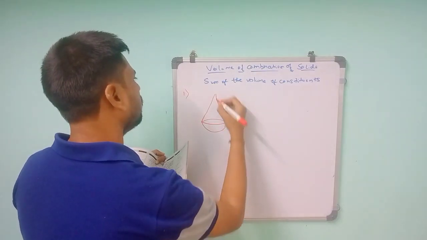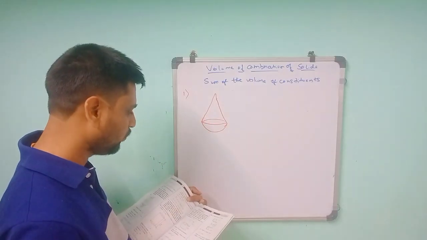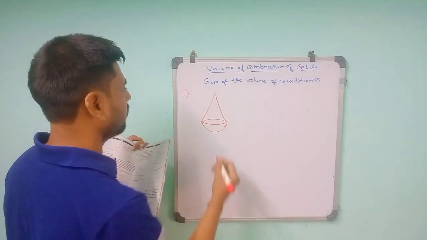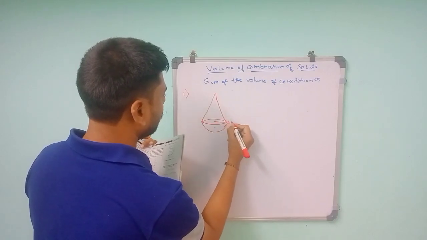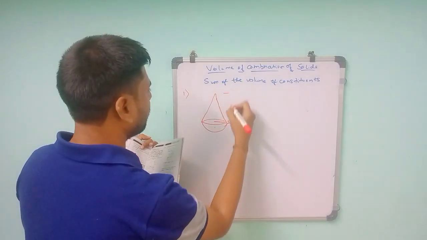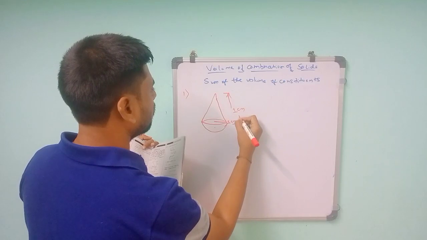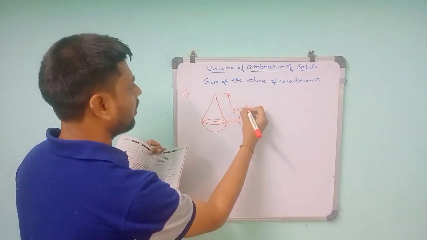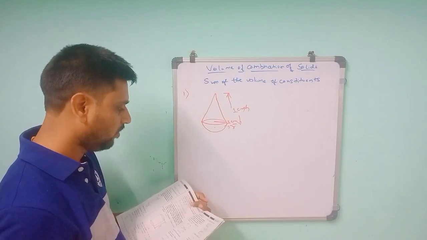This is the cone and this is the hemisphere. In that, it is standing on the hemisphere with both the radii equal to 1 centimeter. So this radius and this radius are also 1 centimeter. And the height of the cone is also 1 centimeter. This is the height of the cone, and this is the r. Then the height of the cone is equal to the radius.